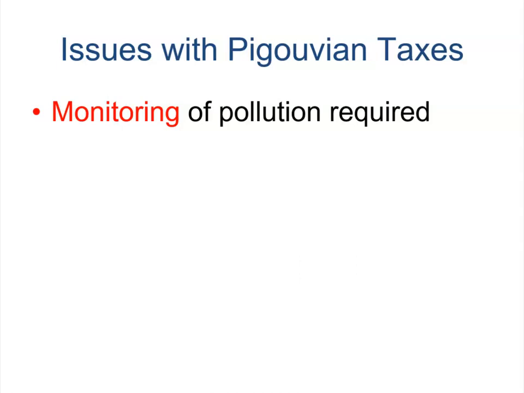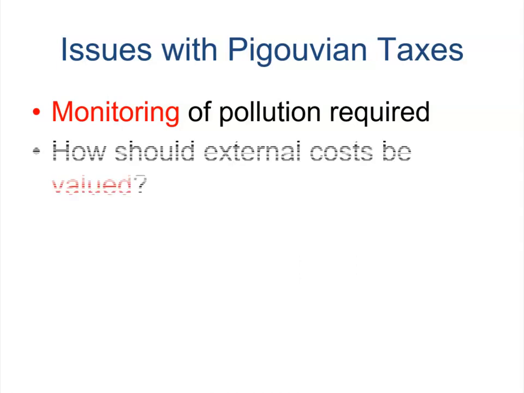Another issue, which I briefly mentioned earlier, is exactly how do we attach a dollar value to these external costs? If the external costs involve air pollution that kills people, how do we value people's lives? Economists have come up with ways which are maybe more or less convincing.